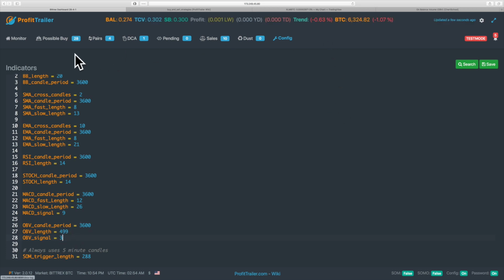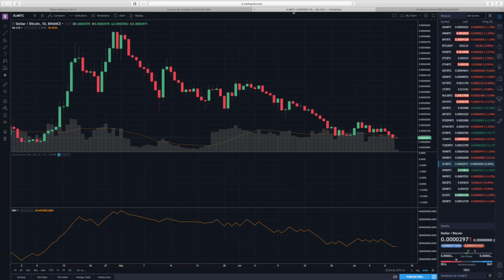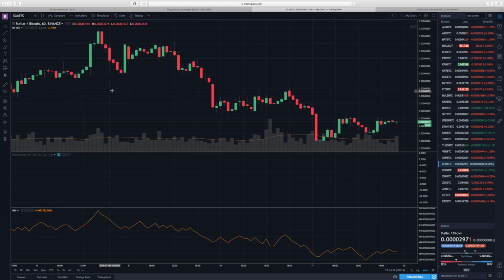So now we understand how and where to set things up here in the configuration. Let's go ahead and take a look at TradingView. Right now I have this set up for daily candle. Let's change it to an hourly just to match my test bot real quick. And I have here on the charts the Stellar price in Bitcoin on Binance.